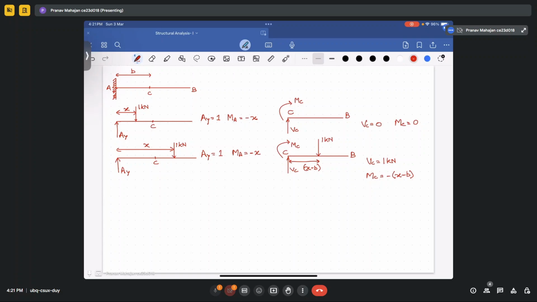Okay. Now, if you want to calculate the value of ILD for each and every component, let's draw the ILD. So suppose this is our beam. So Ay at both the points is one only. So Ay will be constant. Okay. So this is our ILD for Ay.